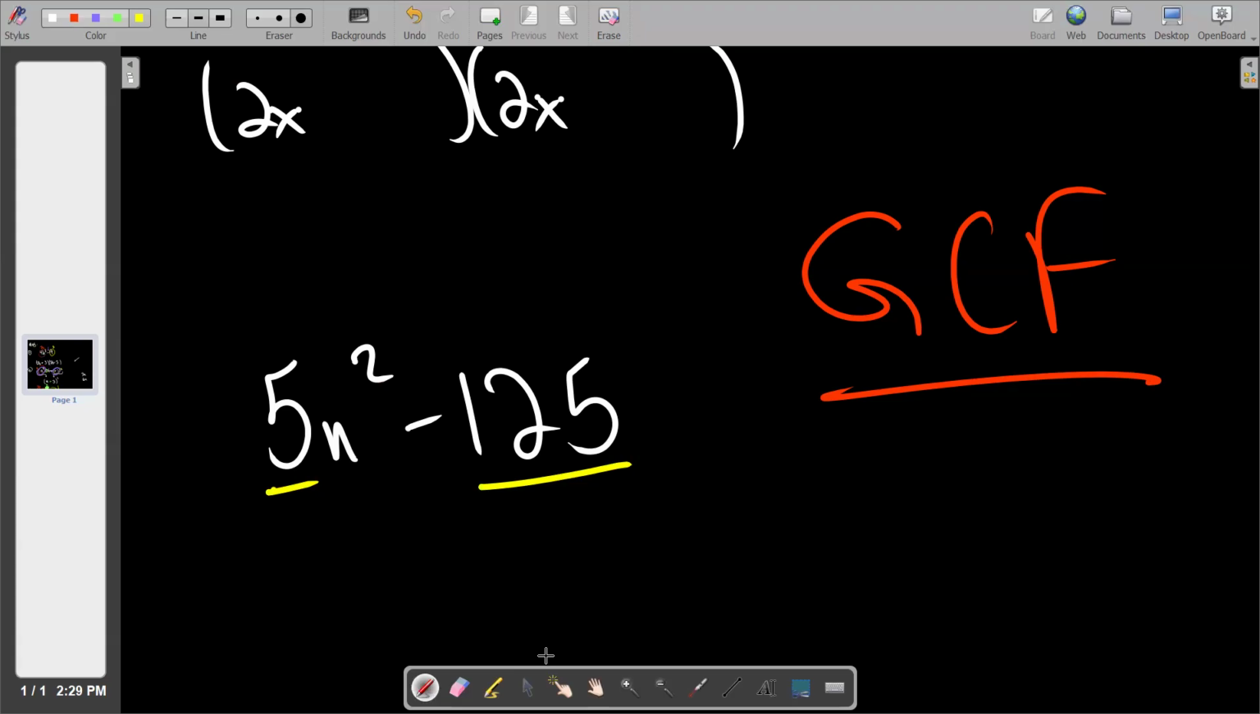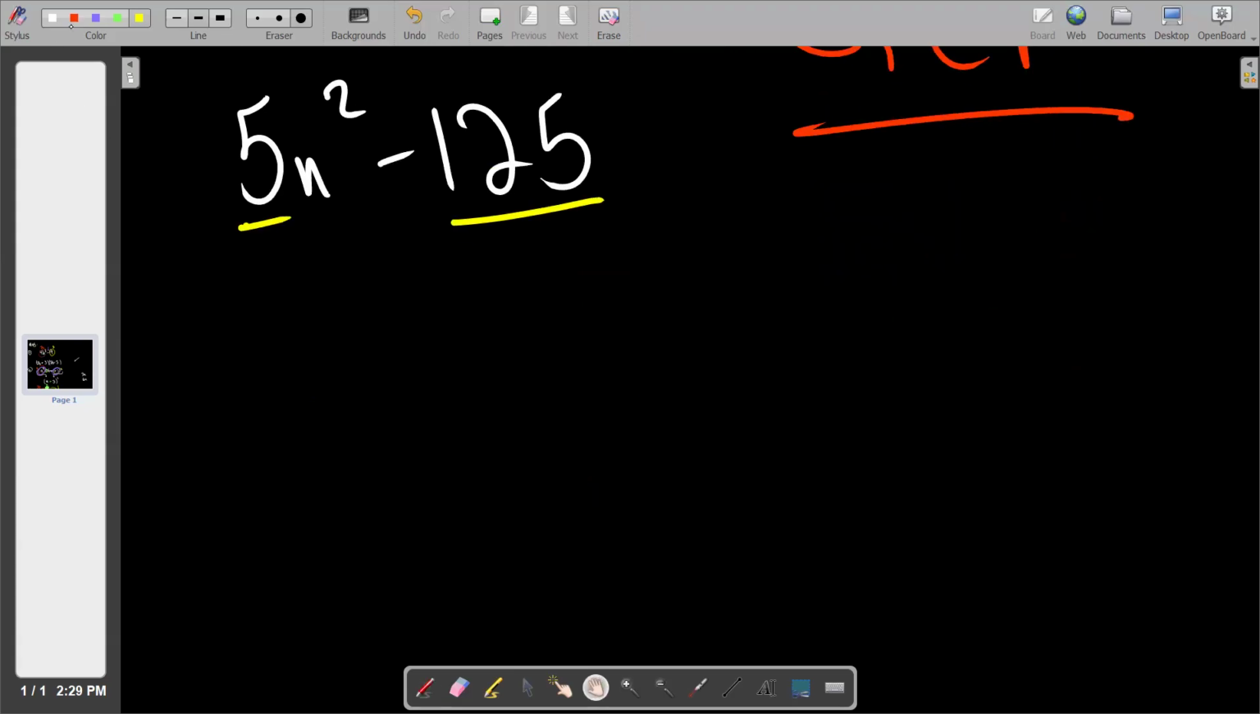5. And if you do that, then you will no longer have the question of, I wonder what is the square root of 125. It will never be a concern, because if you pull the 5 out like you're supposed to, what does the 5n squared drop down to? N squared. And what does the minus 125 drop down to? If you have $1.25 and you make it with 5 coins, what is the value of each coin? 25 cents.